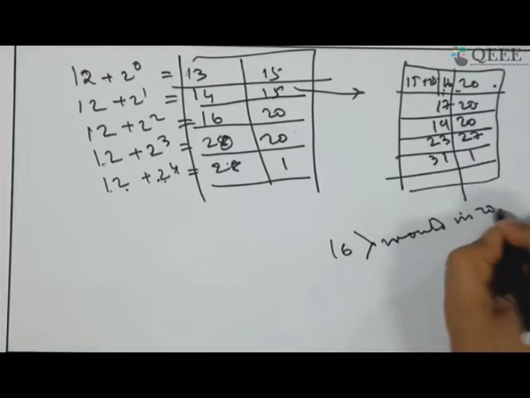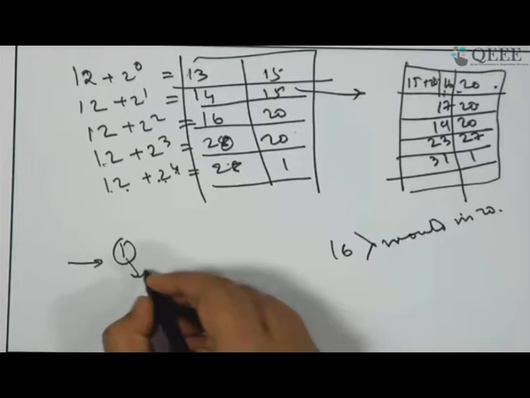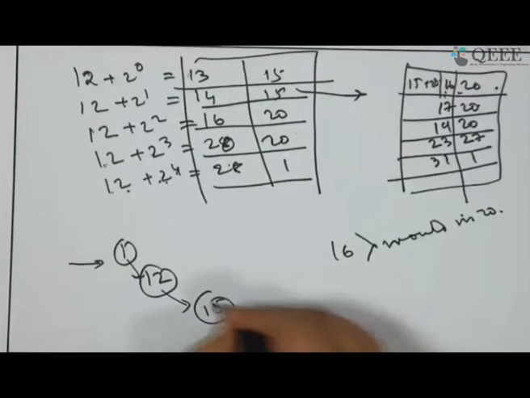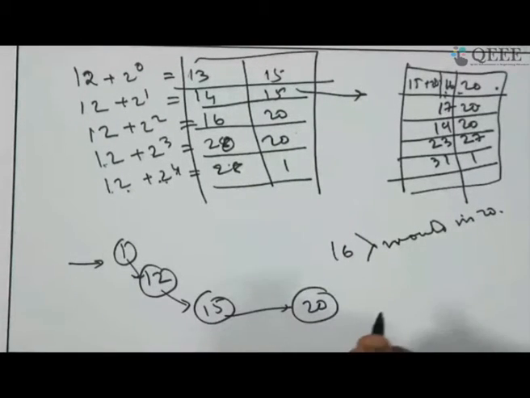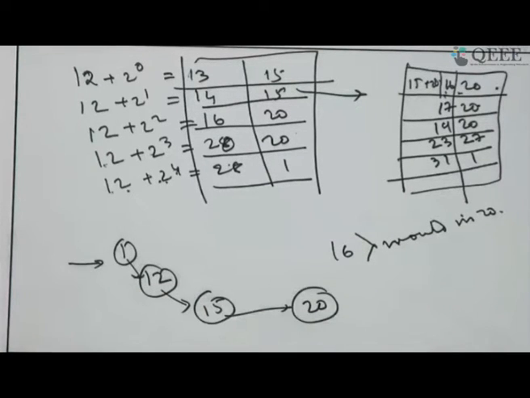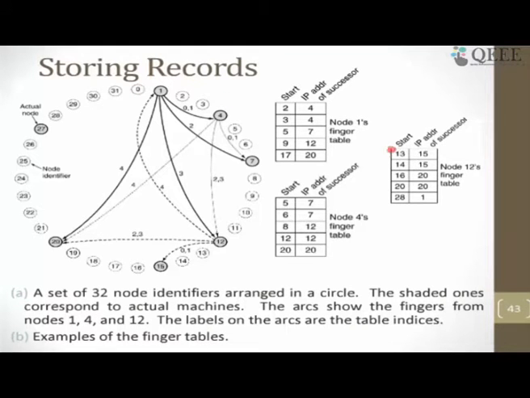20. So how many hops are you taking? From 1 you go to 12, from 12 you go to 15, and from 15 you go directly to 20. So you are taking 4 hops. This may look like a lot, but at every hop, for the first hop you were at the 4th line, for the next hop you were at the 2nd line, and for the last hop you were at the 1st line.